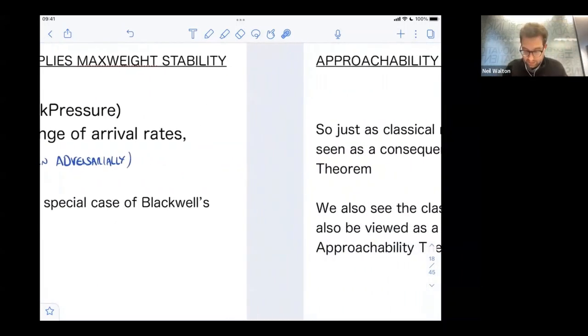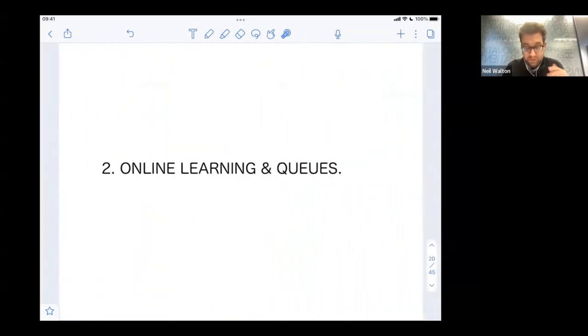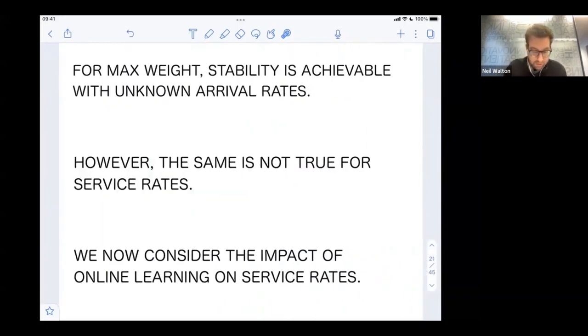Next, we're going to start to talk about connections with supervised learning. We're going to keep that online learning framework that we discussed earlier and discuss it in the context of queues.